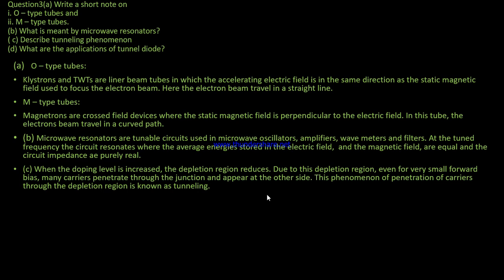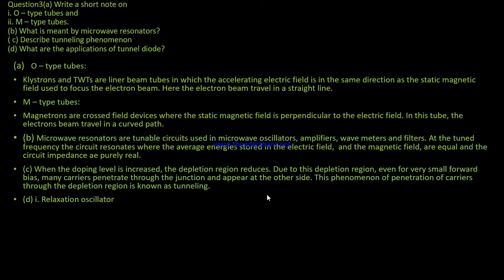Now, the C part of the question says, describe tunneling phenomenon. Now, when the doping level is increased, the depletion region reduces. Due to this, even for a very small forward bias voltage, many carriers penetrate through the junction and appear at the other side. This phenomenon of penetration of carriers through the depletion region is known as tunneling.